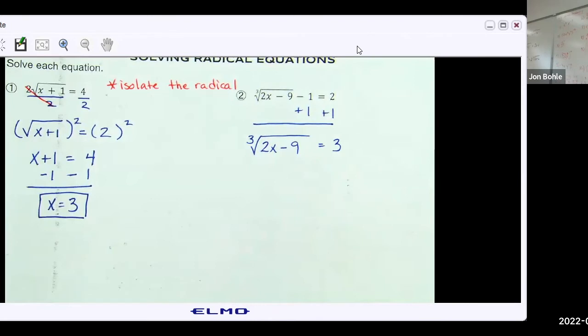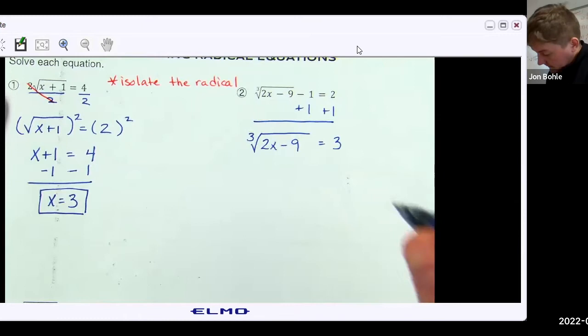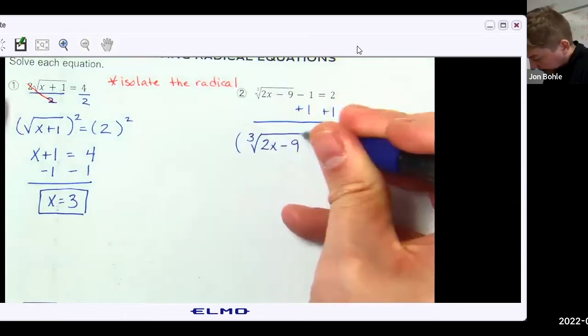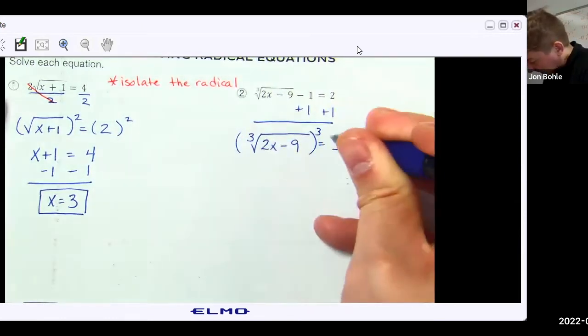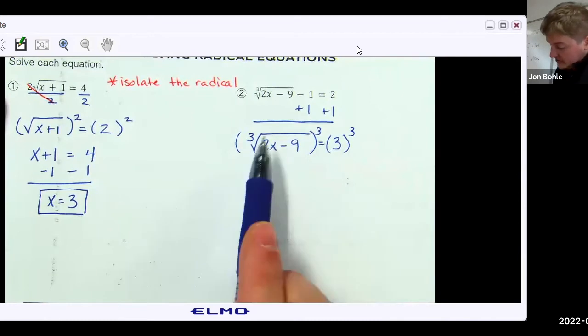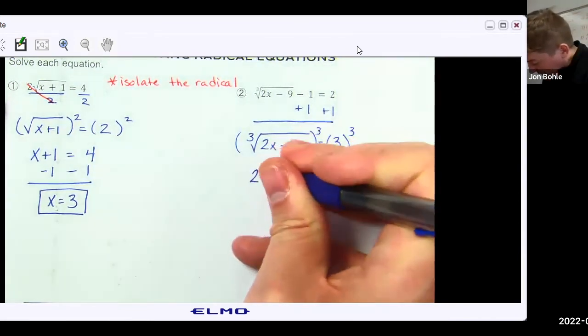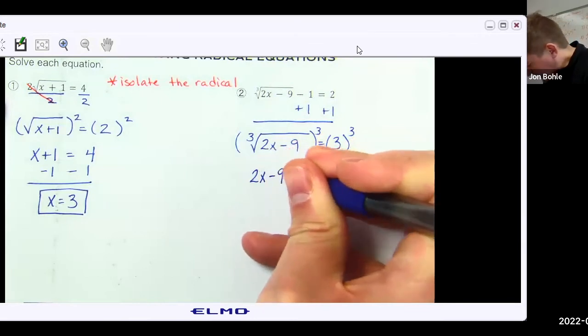All right, so now I'm in the position where I need to undo this third root. And what's going to undo the third root? Third power, or cubing, same thing. So I have to cube each side here. Those are inverse operations of each other. Cube rooting and cubing undo each other. And now I get 2x minus 9 is equal to 27.